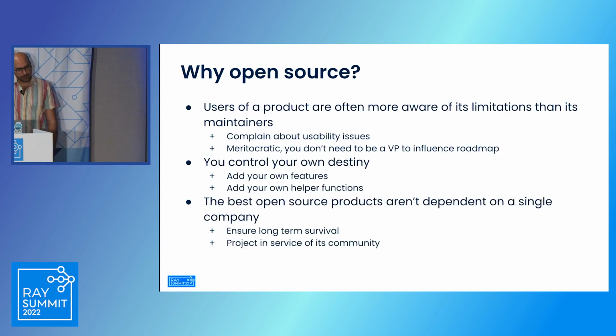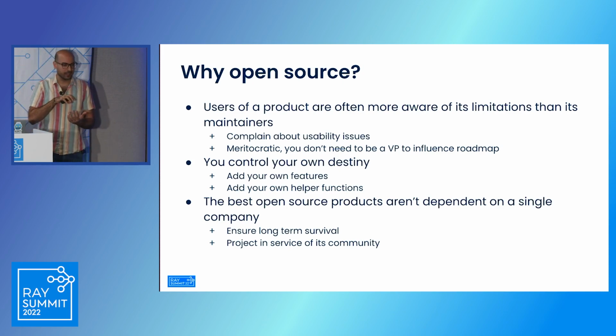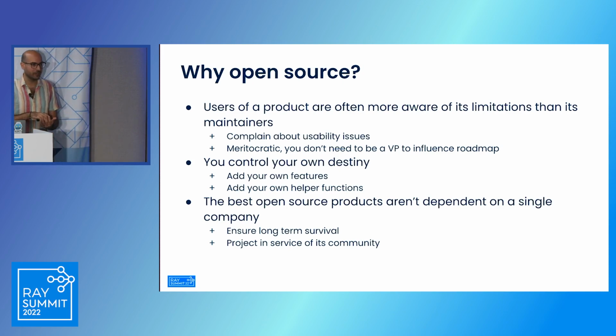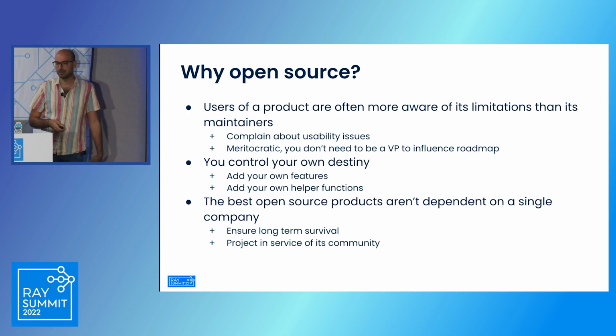So I think the reason why open source works so well is that the users of a product are fundamentally more aware of its limitations than the maintainers. Often usability issues, it's my end users that understand them a lot better, and it's meritocratic. A lot of times I'll get feature requests from completely anonymous people that make totally valid points, whereas in a more traditional prioritization structure, you need to be a VP or something and influence the roadmap.